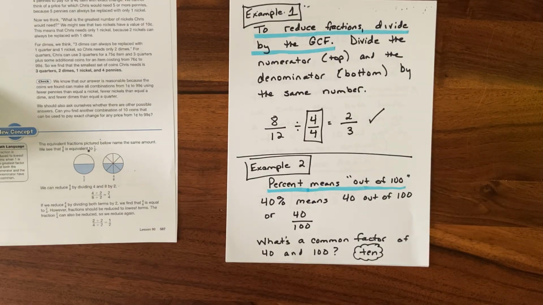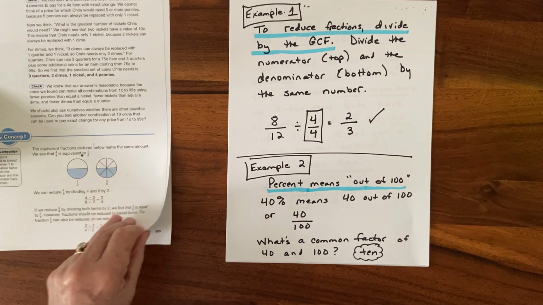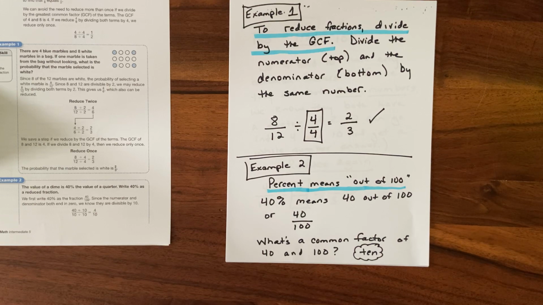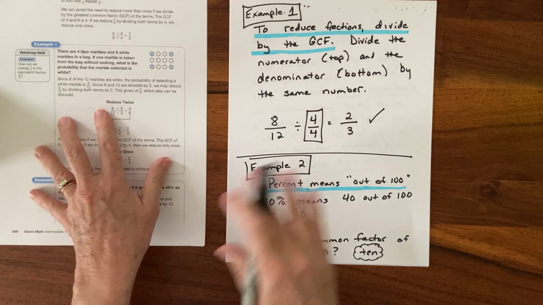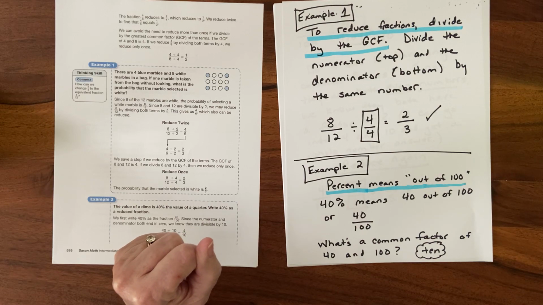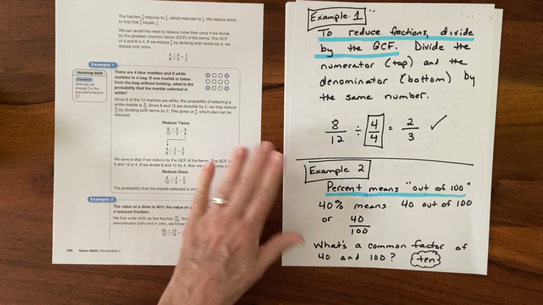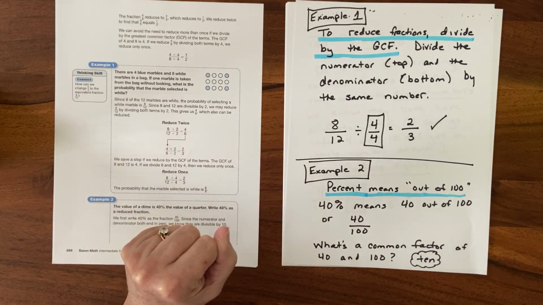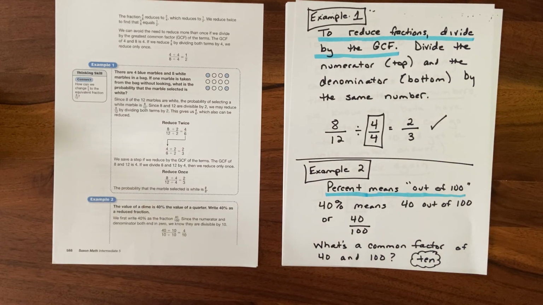Okay, so now we're going to use that idea to reduce fractions. Example 1 says, there are 4 blue marbles and 8 white marbles in a bag. If one marble is taken from the bag without looking, what's the probability that the marble selected is white?